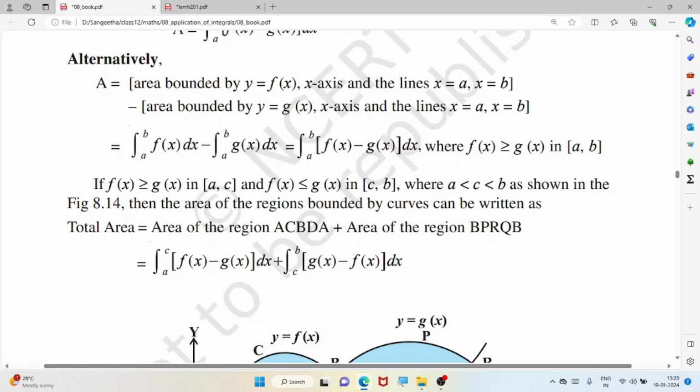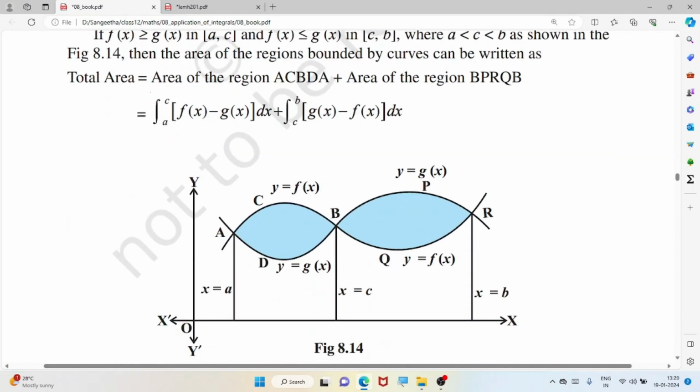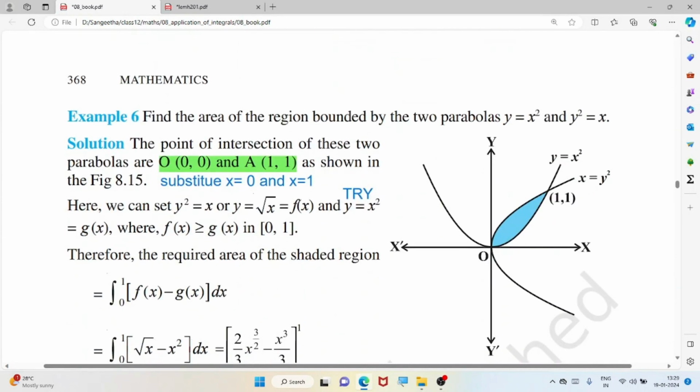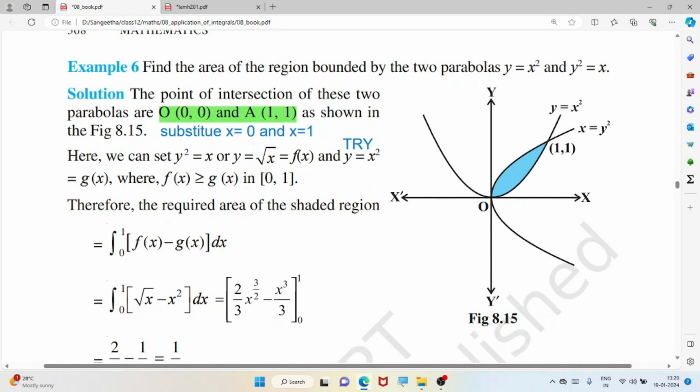So here, how are they computing the final area? See how you find the area of the region bounded by the two parabolas. This is one parabola, and to find the intersection, you substitute x equal to 0, you get y equal to 0, and x equal to 1, y equal to 1. So these two intersection points you can find out.